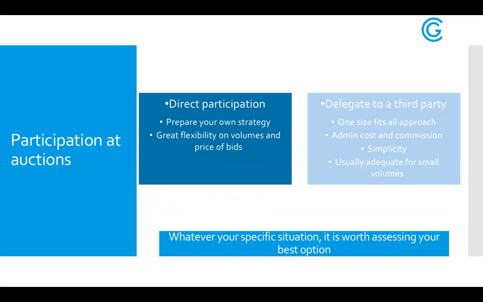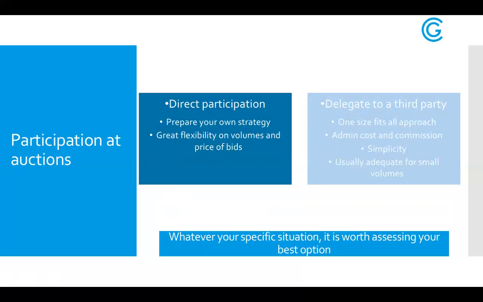While for some other participants, and we've seen that with some of our clients, you may want or have looked at the possibility to delegate to a third party the participation at an auction. So the third party in that case will act on your behalf and acquire allowances for your organization and other organizations that are doing business with them. So really this is some kind of one-size-fits-all approach. It's not a tailored strategy for your own organization. There are administrative costs and commission that come with it.